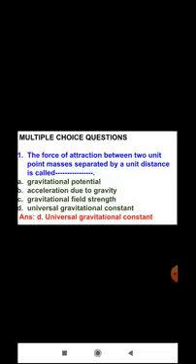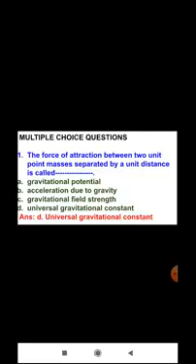The first question. The force of attraction between two unit point masses separated by a unit distance is called: gravitational potential, acceleration due to gravity, gravitational field strength, or universal gravitational constant. The answer is option D, universal gravitational constant, because this is talking about the force of attraction between two unit point masses separated by a unit distance. This is called the universal gravitational constant.